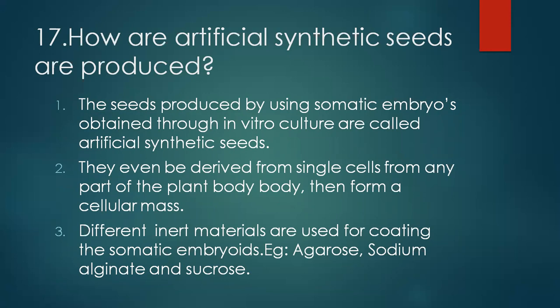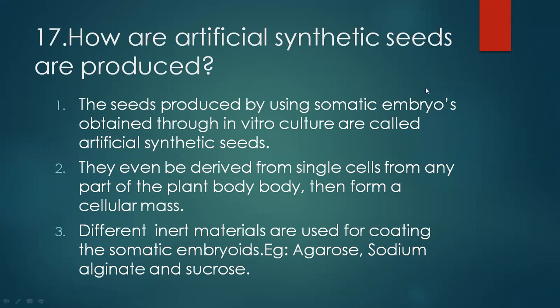Generally, artificial synthetic seeds are produced from the somatic embryos obtained through in vitro culture. You know, tissue culture, sometimes during tissue culture from the callus, somatic embryos are formed. The embryos developed from the body cells are called somatic embryos or somaclonal embryos or embryoids. These somaclonal embryos or embryoids are generally converted into artificial synthetic seeds.